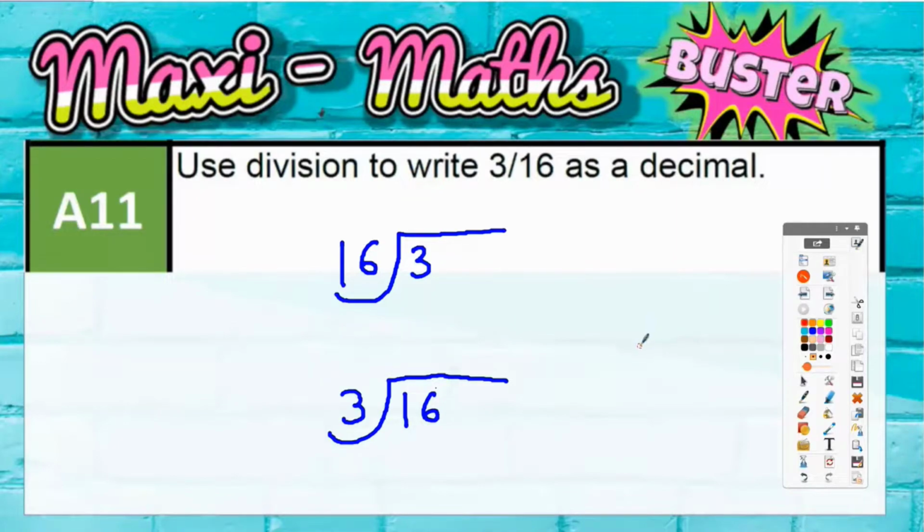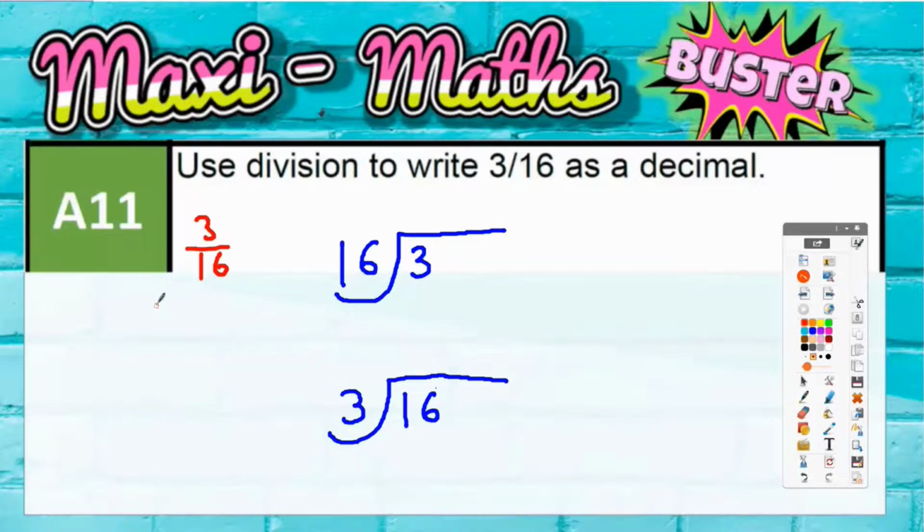Question 11. Use division to write 3/16 as a decimal. Well, the fraction we've got is 3/16, and we've got to make sure that when we use the bus stop method, we put the numbers in the right place, the right way round. So the question is, which way round is it? Is it 16s into 3, or is it 3s into 16?